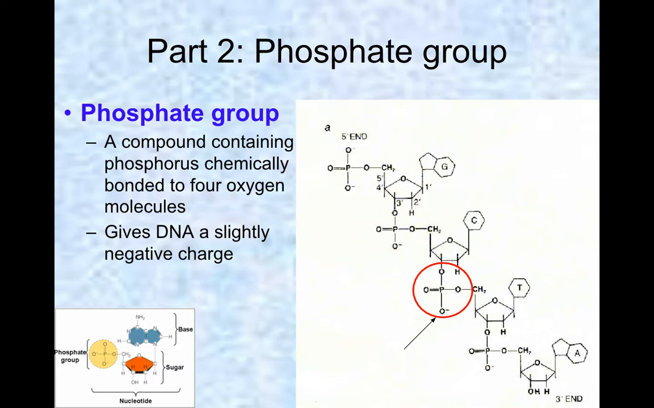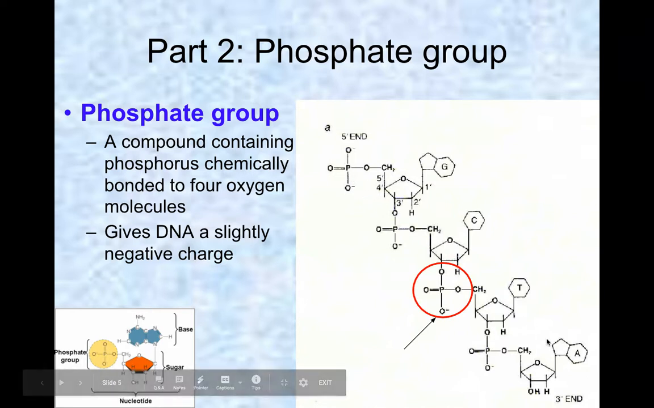All monomers also have a phosphate group. While the phosphate group does not change between monomers, it is always the same, it does play a very important role, especially in biotechnology, because our phosphate group is what's going to give DNA its slight negative charge. And this will be important in a technique that we're going to be learning next week called gel electrophoresis.